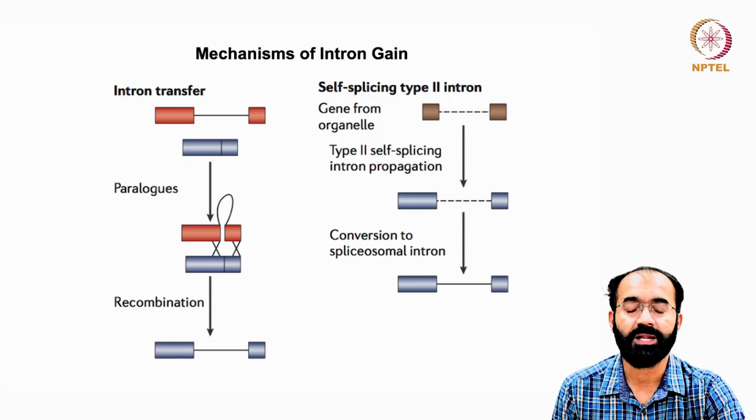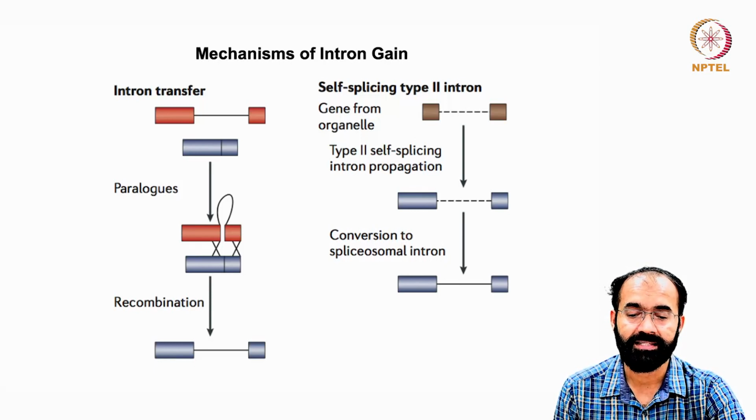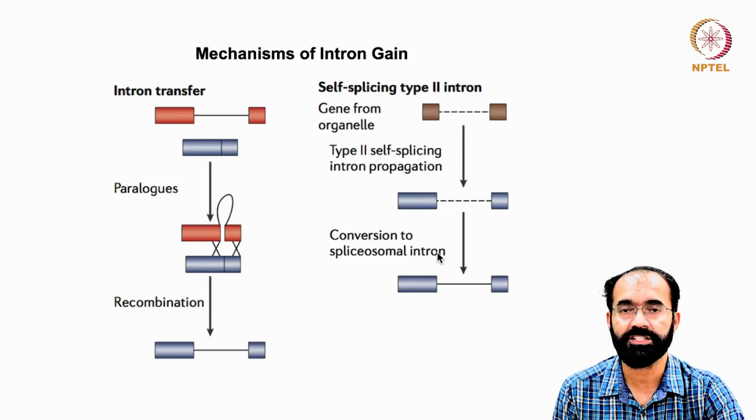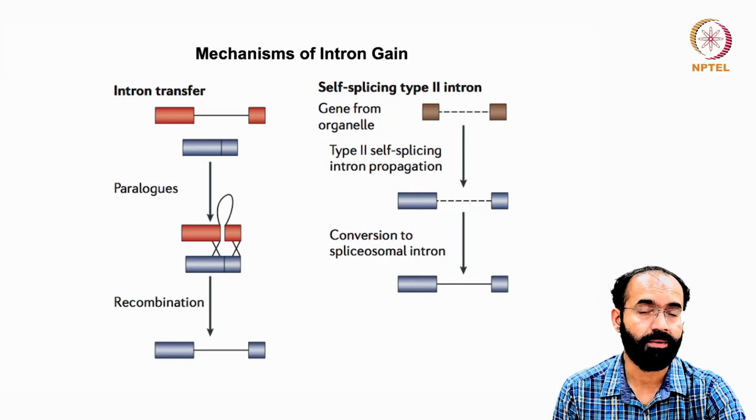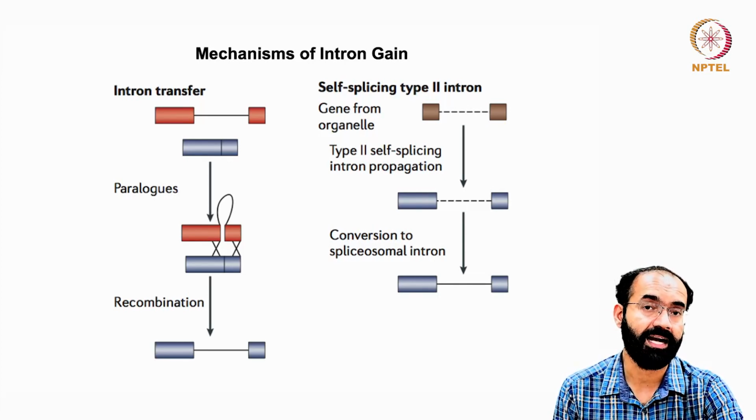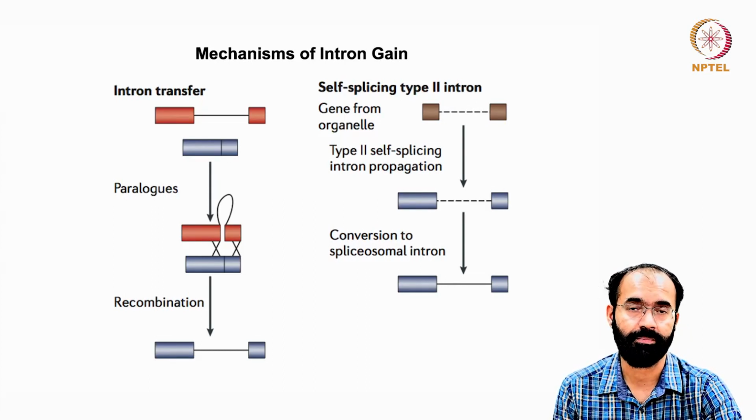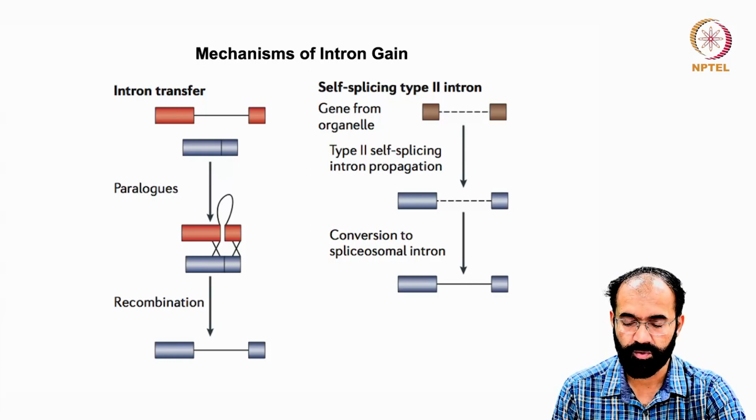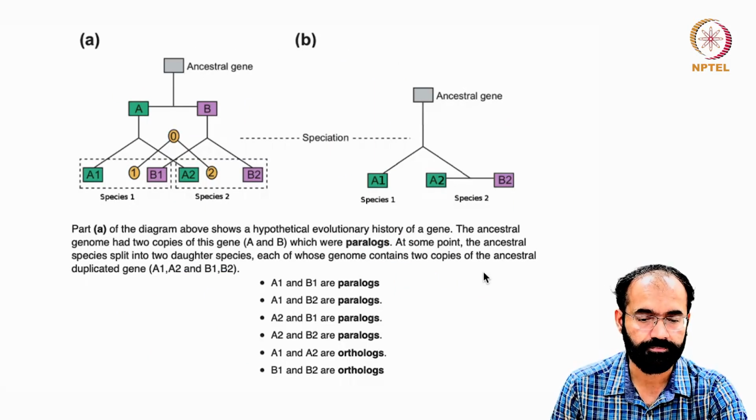Also, the self-splicing type 2 intron, we have seen it, a gene from one organelle, self-splicing can happen, and this self-splicing intron can convert into a spliceosomal intron, because group 2 introns have all the features of a normal spliceosomal intron, because it has a branch point, etc. It's a question of retaining other features like 5' GU, 3' AG, polypyrimidine tract, etc. And this can now act as a spliceosomal intron. So this is another way of intron gain.